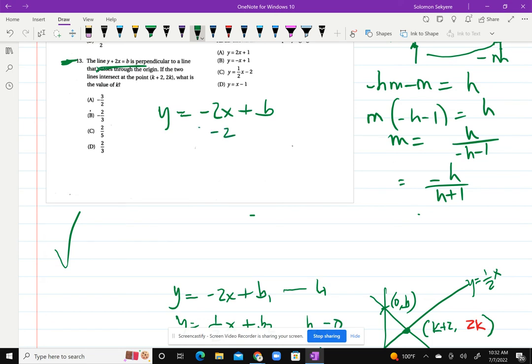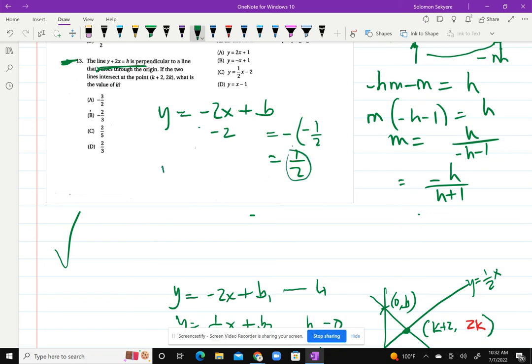Then there's a line that is perpendicular to this. What is the slope of that line? It's going to be the negative reciprocal of negative 2, so it becomes 1 over 2. It's positive. It becomes positive half, the negative reciprocal of it. So we know the slope of that line to be 1 over 2.